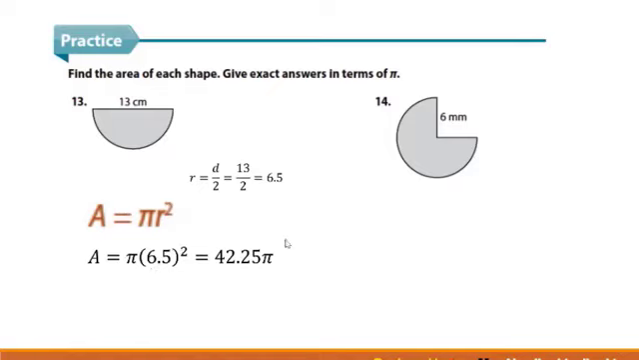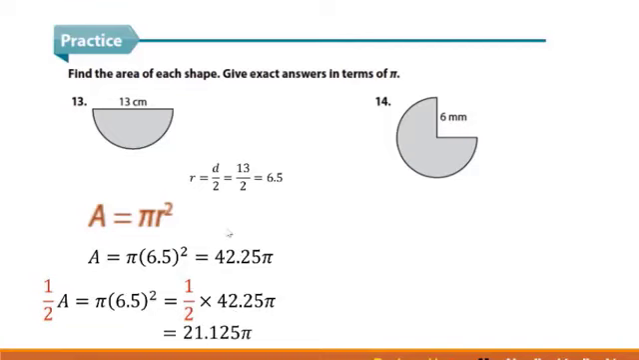That's the completed circle, but I need a half circle. So I multiply my area by half. This number I multiply by half, or divide by 2. So the final answer will be 21.125 pi. Remember in terms of pi. So don't replace pi. When you finish, make your operation in your calculator, half times 42.25, without putting pi. Then when you finish, put pi in the last answer.